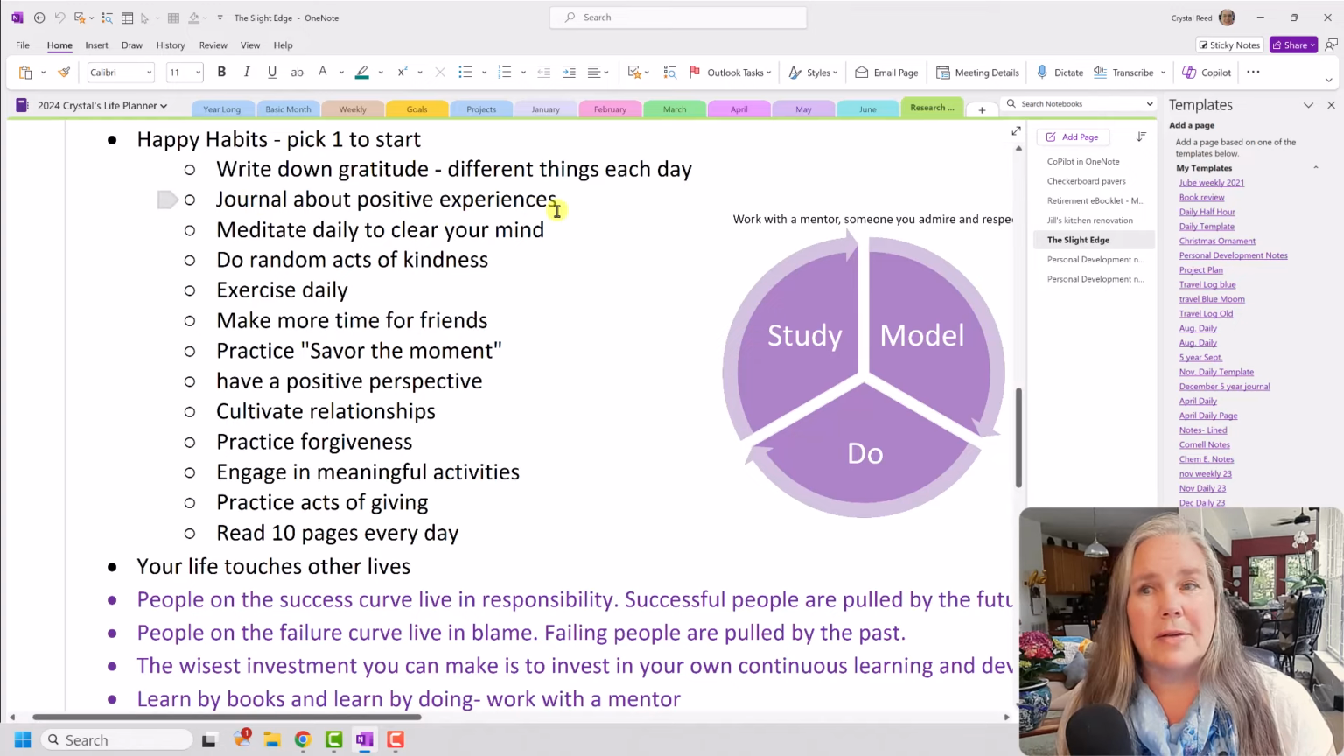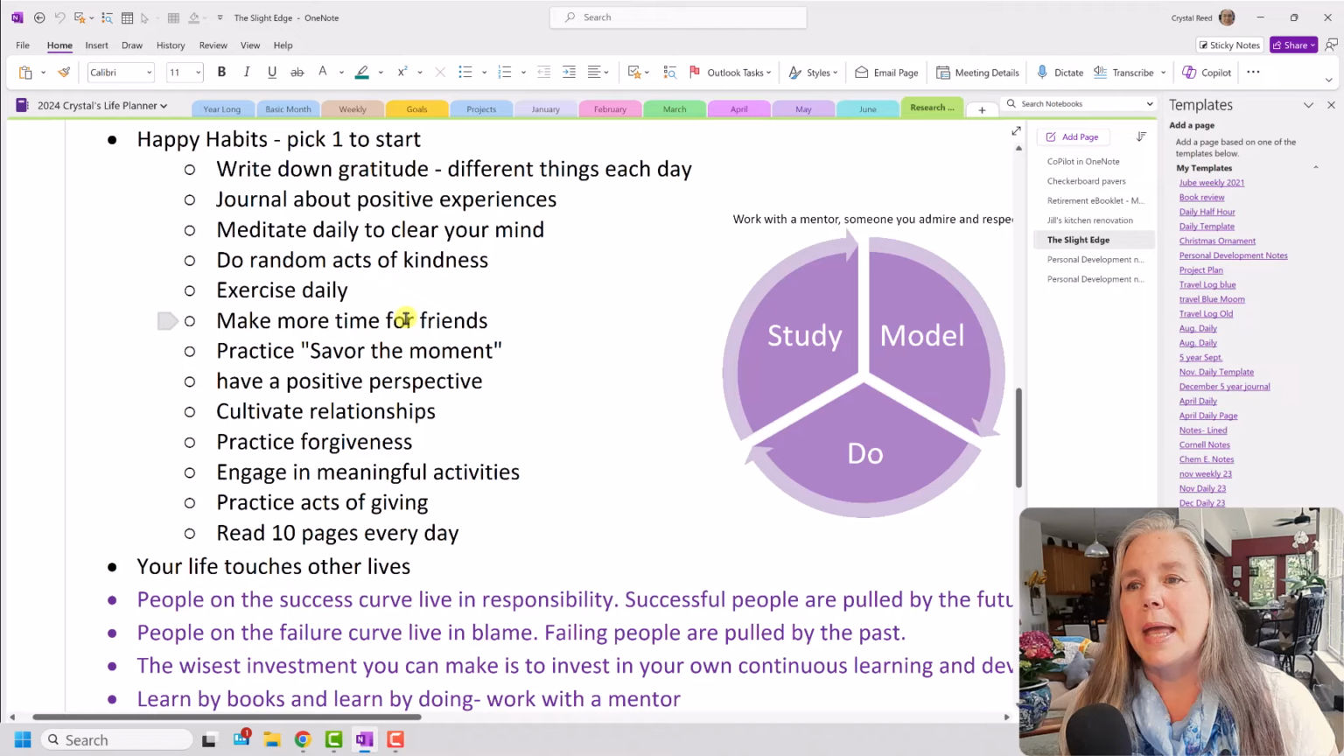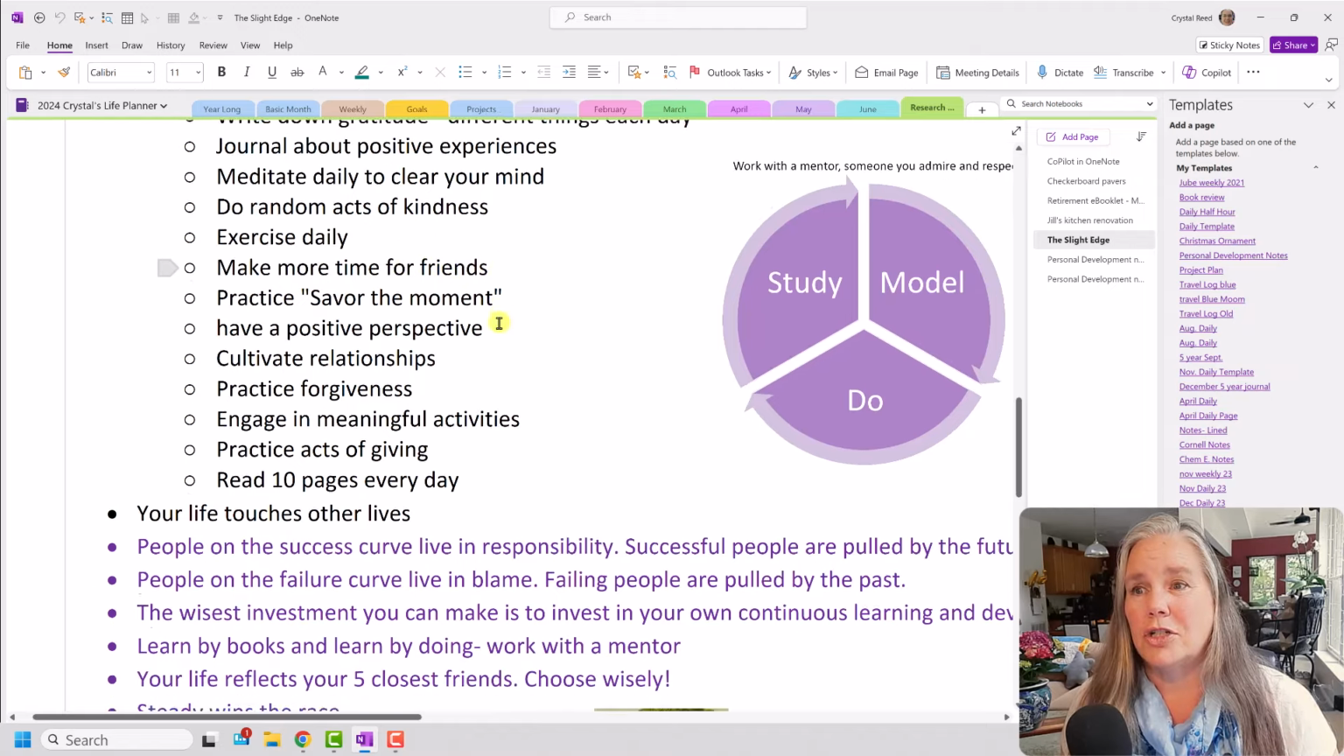Journal about positive experiences that you have. Meditate daily to clear your mind, even if it's 10 minutes, just to clear your mind and to get yourself settled. Do random acts of kindness. Exercise daily, even if it's only for 15 minutes. Make more time for friends. That's something that I've been working hard to do this year.